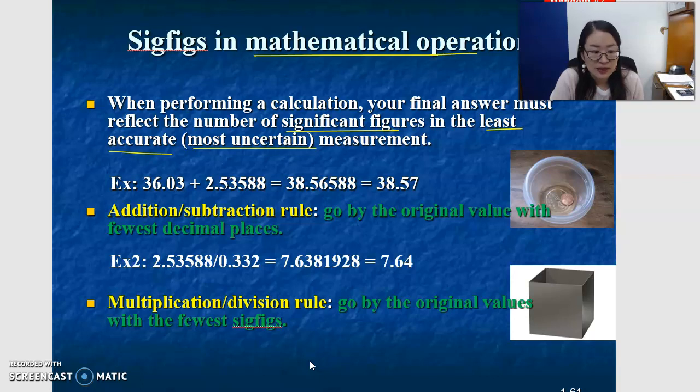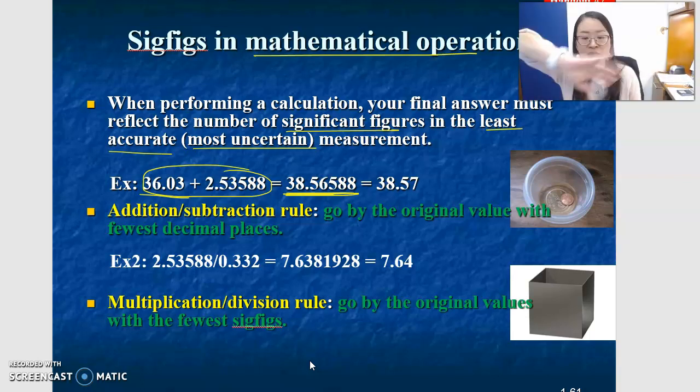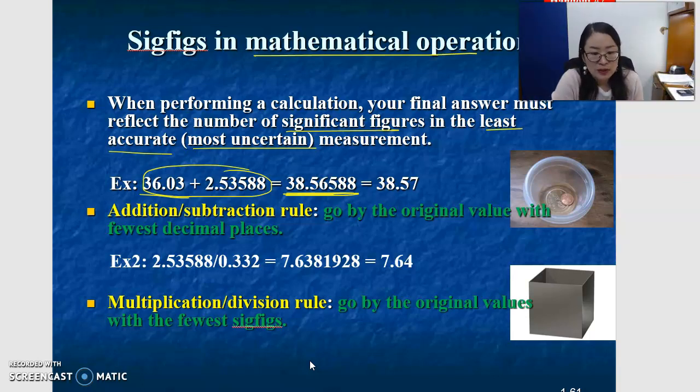So, for example, if I have a plastic cup which is 36.03 grams, and then I have a penny which is 2.53588 grams, I put both of those on the scale and it showed me 38.56588. I add them together, I punch this into the calculator, and it gives me this total. So are all of these digits significant to this measurement? No. So why do I only have 38.57, which is 4 sig figs?